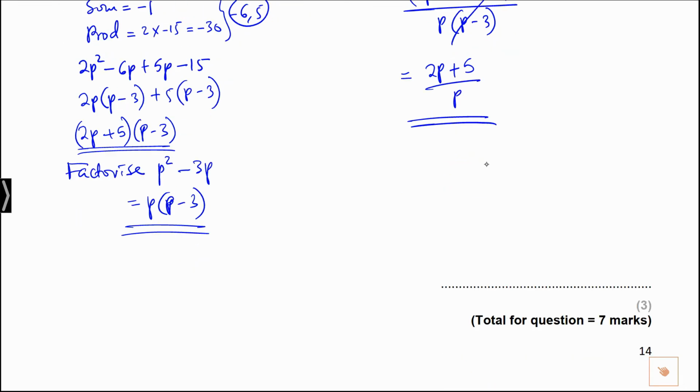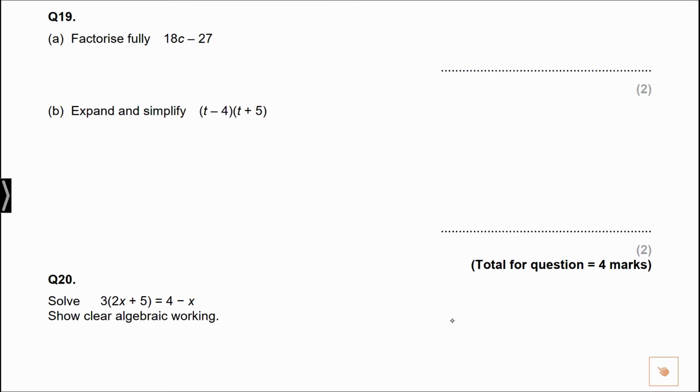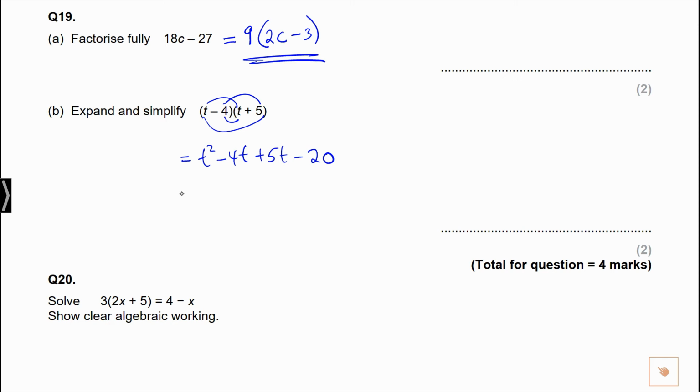Okay, next question, factorize fully 8c minus 27. So here the common factor is just 9. So 9, and then in the bracket, whatever will be left will be 2c minus 3. And then the next one, we FOIL the brackets, or multiply out the brackets, so that will be t squared minus 4t plus 5t minus 20, which will be equal to t squared plus 5t minus 20.